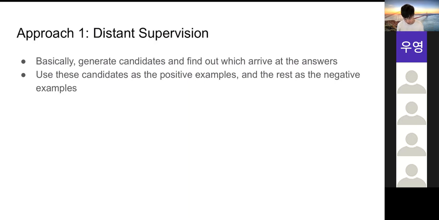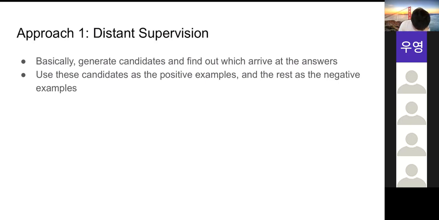This has several advantages in that you don't have to worry too much about your model. What you have to worry more about is how you can have a good rule to generate these candidates. But in many cases, you might not be able to generate a small enough number of candidates. This will not work too well if you're not able to arrive at the answer with your generated candidates, because you will not have any positive example. Or if you have too many candidates, then it also means that you have too many negative examples, so you might have to sample some of them. So distant supervision is a popular approach, but it has to be taken with a grain of salt. Still, I think it's a very promising approach in many cases.